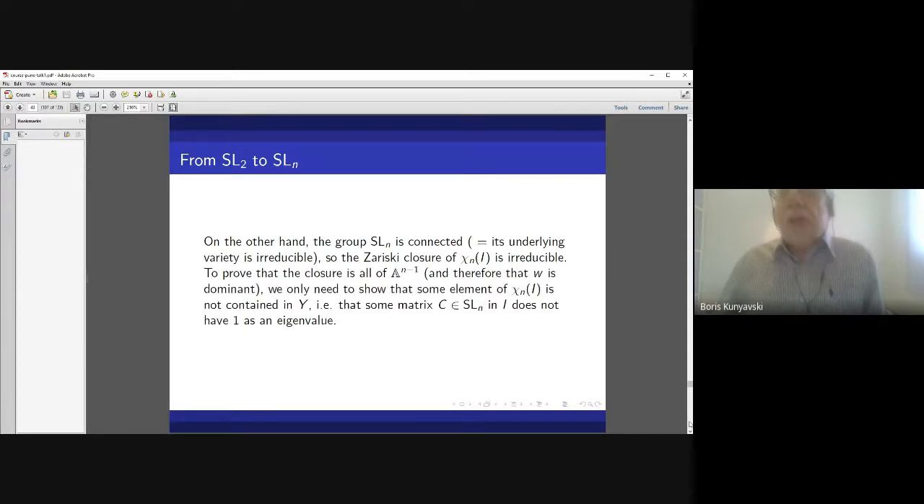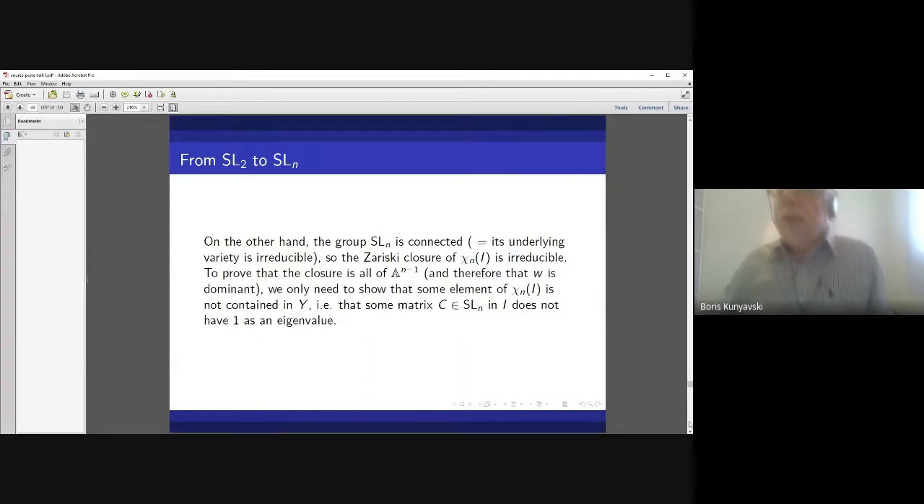Now we have to prove that the closure is the whole affine space. This will prove that our map is dominant. So we need to show that there is some element of chi-n of I which is not in our hyperplane. How can we translate this? That there is some matrix C in the image which does not have 1 as an eigenvalue.